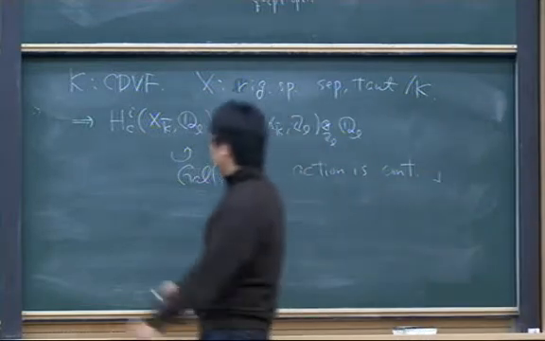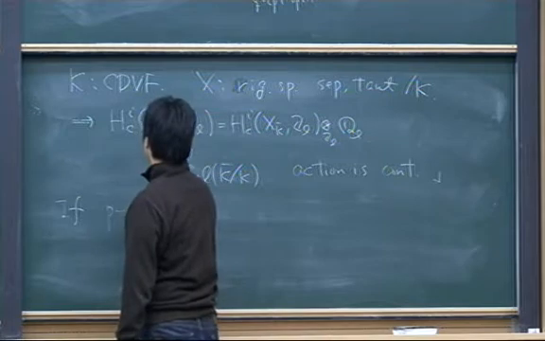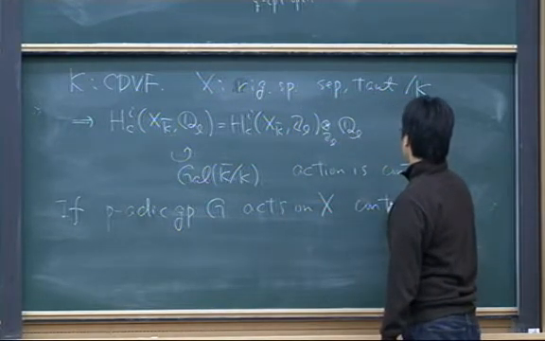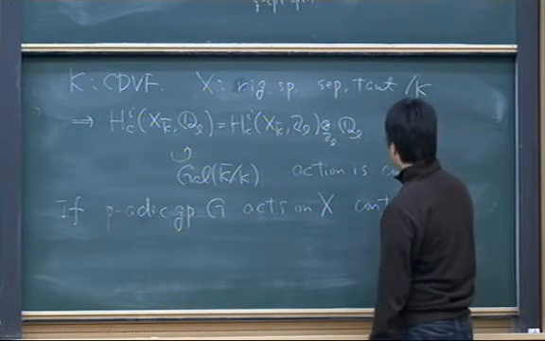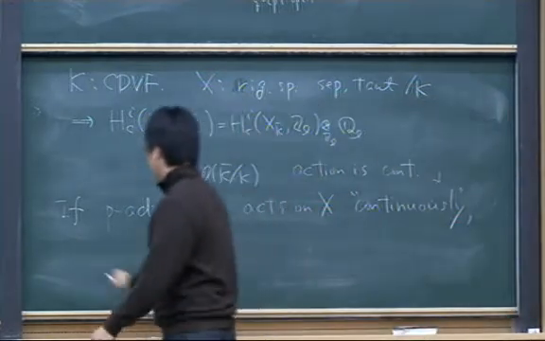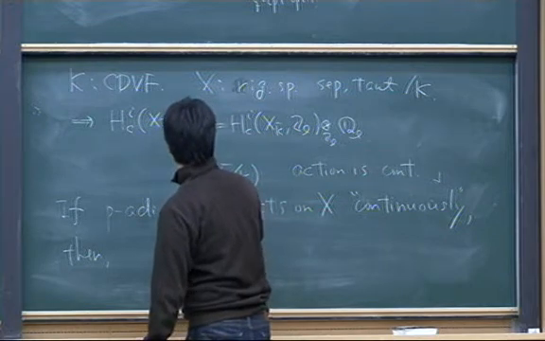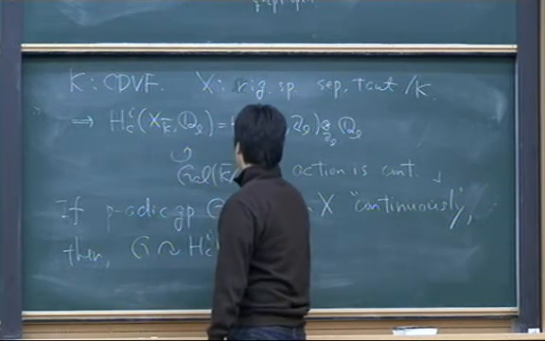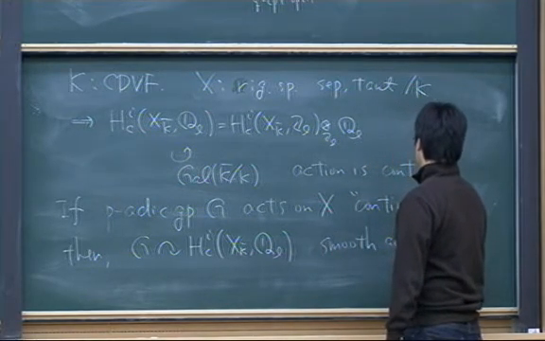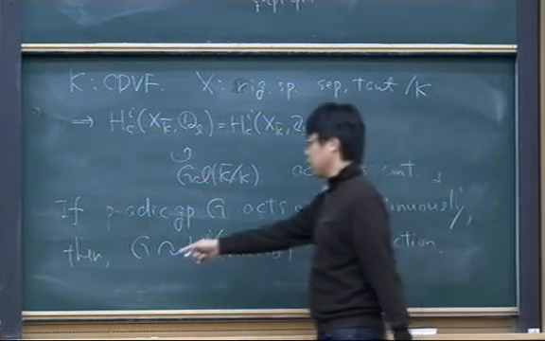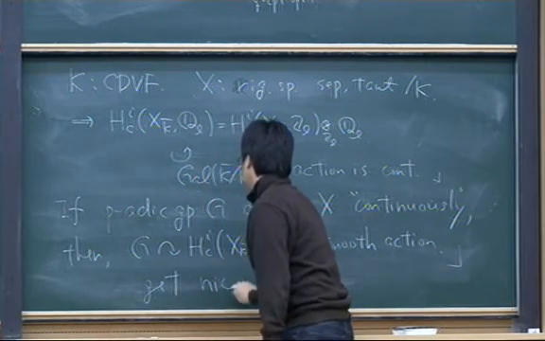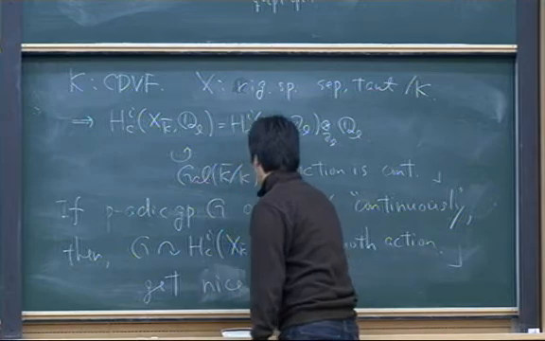And if some p-adic group G acts on X continuously, I didn't define the notion of continuous, but you can imagine it, then there is a natural induced action on this space, and this action is smooth. Namely, every element has an open stabilizer. So we can get a nice, appropriate representation.